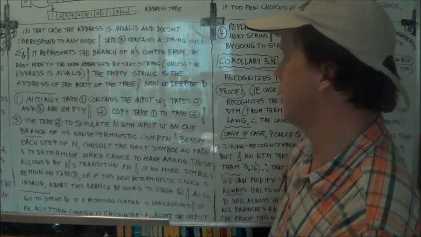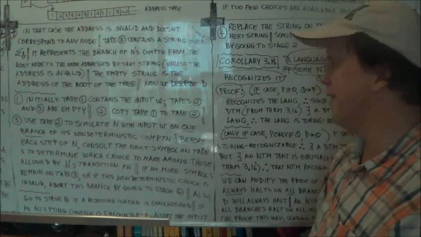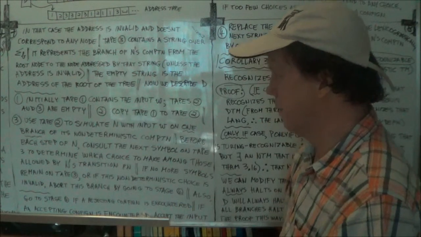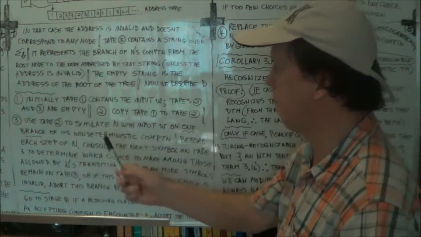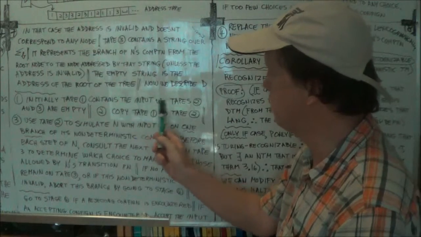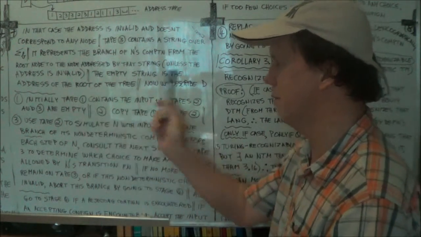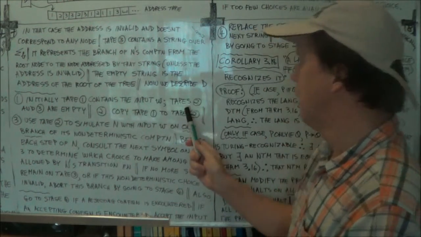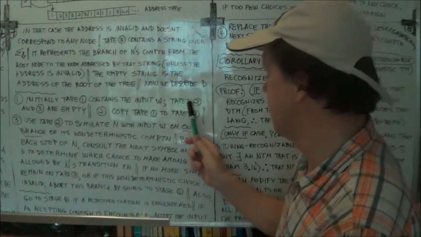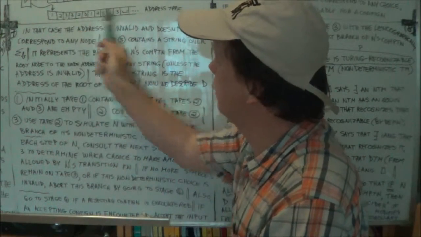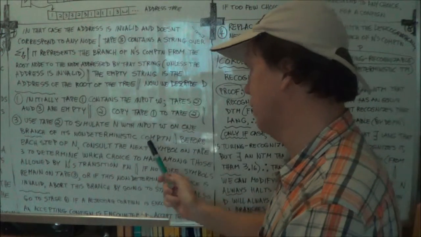Okay, so how do we actually do it? The algorithm itself, like the stages of the computation, what happens? So in stage 1, you put the input into tape 1, and it just stays there. Right? After that, tape 1 doesn't change. And you make tapes 2 and 3 empty. So empty, empty. That's to start with.